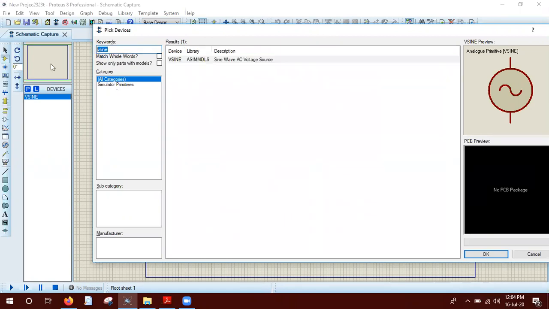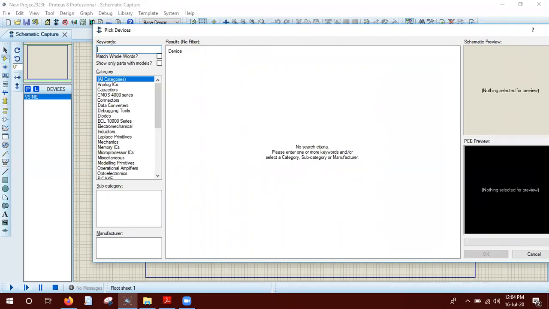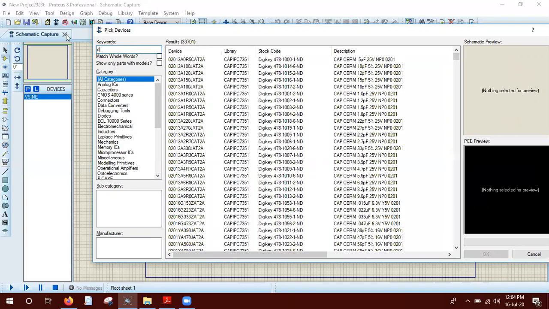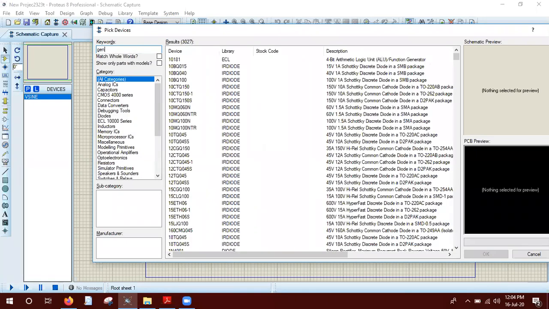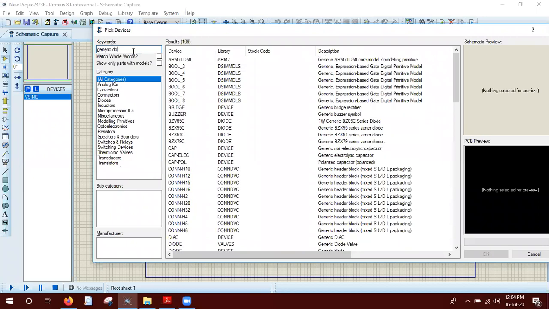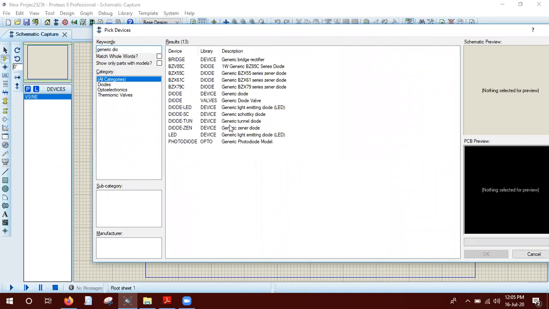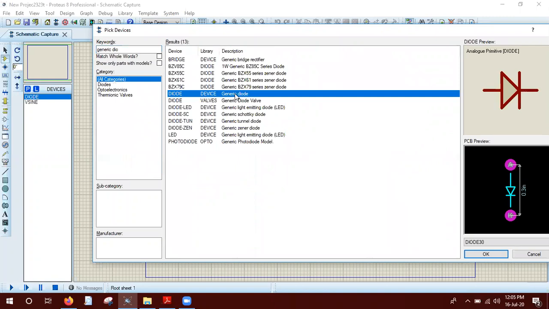Next, we will require a diode. We will write generic diode, because generic diode will help us. Yesterday we showed you 1N4007, the most popular type of diode. Today we show the generic diode. Yes, we got the generic diode. Double click that diode, and the diode will be added.